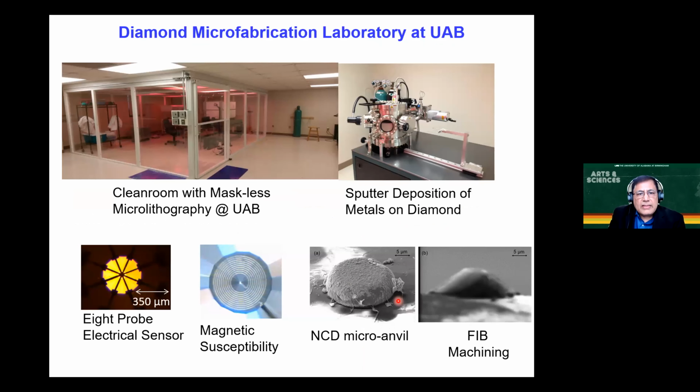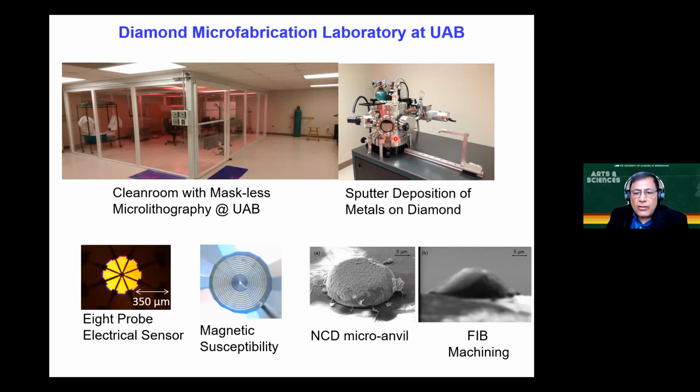So for a lot of the work which I'll be describing, we will be using a very key facility at UAB, which is a diamond microfabrication laboratory. And that involves a maskless lithography system, which had played a key role, which means that you can draw any pattern on a diamond, which you can draw on a computer without having to buy expensive masks.